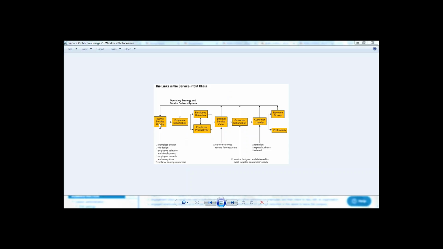Otherwise, this could be quite a difficult thing for students to master or understand, and I think this image just breaks it down into really what it's trying to say.